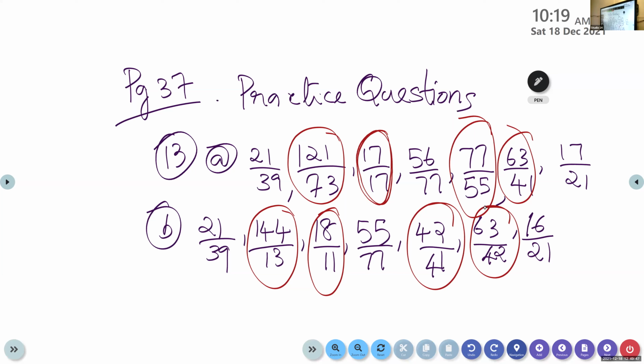So children, what we have done here, we have identified the improper fraction. What do you mean by improper? The numerator will be greater. If it is equal to the denominator also, that is improper. But if the numerator is less than the denominator, such fractions are proper fractions.